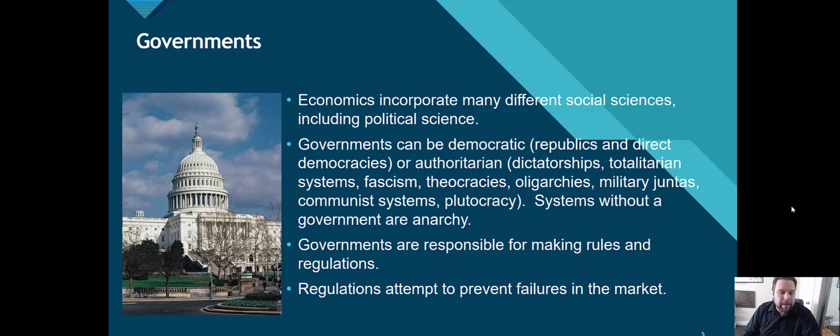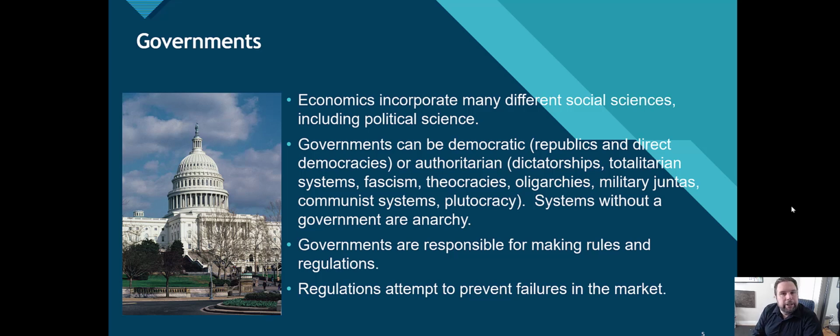But as far as governments themselves, again in that vein of political science, there are lots of different systems that exist out there, and those different types of systems may be conducive to certain types of economic systems. So governments can be democratic. Here in the United States, we have a democratic republic. Technically, they can be direct democracies where the citizens make all decisions by vote or direct participation. You can have authoritarian types of governments like dictatorships, totalitarian systems, fascist systems, theocratic systems where religious authorities are in control. Oligarchies, where essentially there's a small group of the quote-unquote elite that are in charge. You can have military juntas. A classic example of that would be if you look at the country of Myanmar, formerly known as Burma.